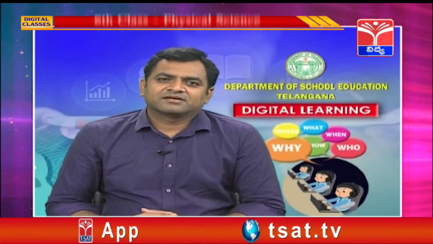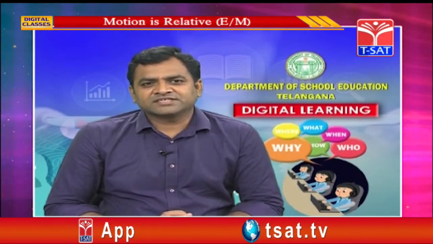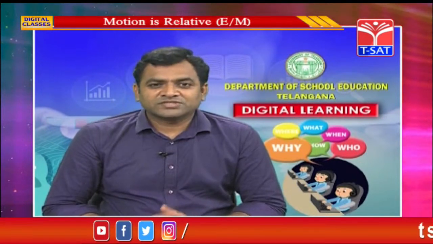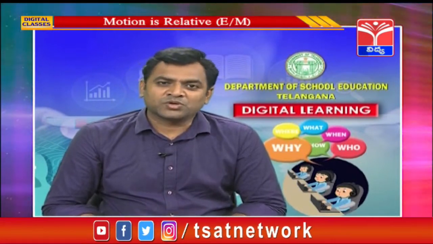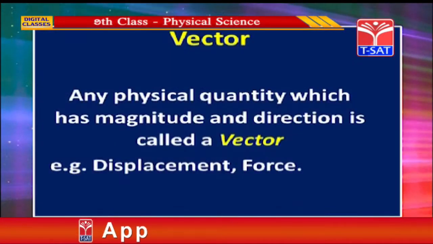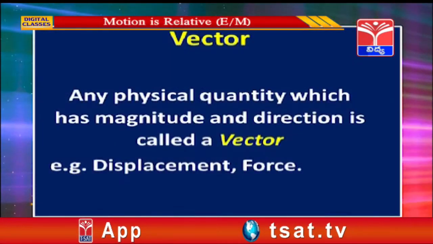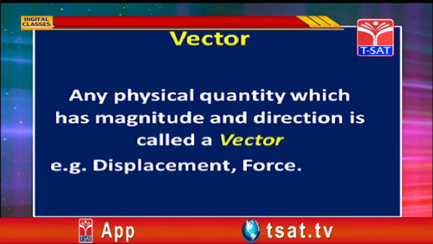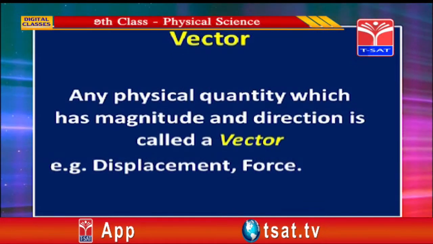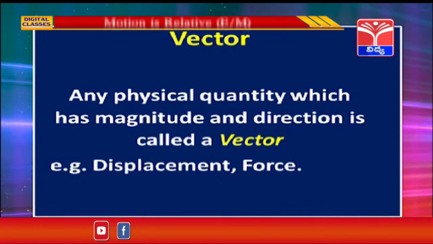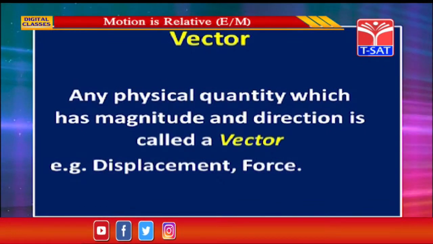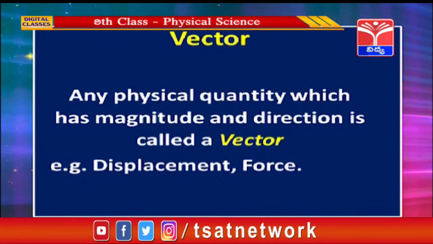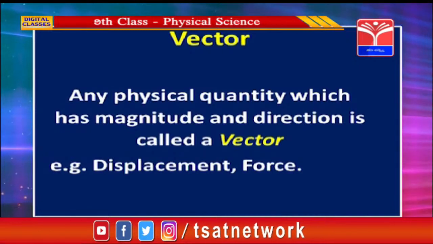Children, we often find quantities which do not have direction, for example mass, temperature, etc., where the quantities have magnitude only. They do not have any direction. Here the displacement which we have considered has direction. The direction of displacement in this example is from A to B. So any physical quantity which has direction is called a vector.